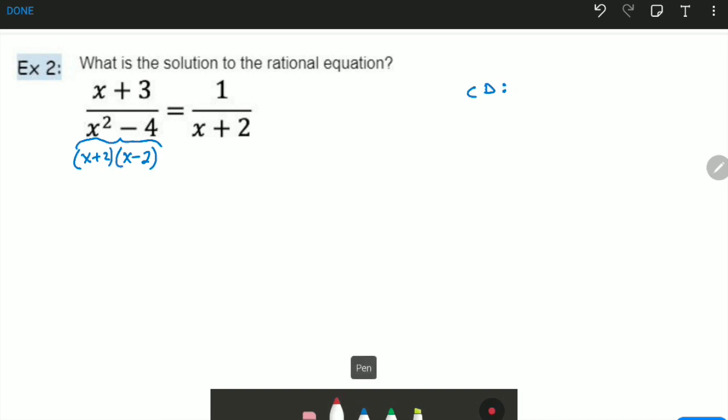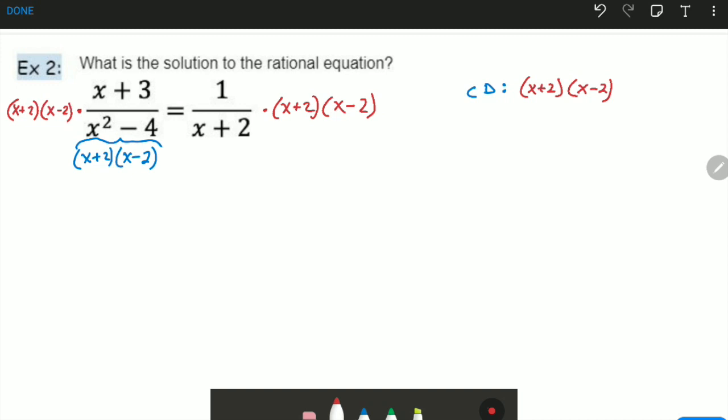So as far as the factors that we need to contain in our common denominator, we need both x plus 2 and x minus 2. Once we find the common denominator, we'll multiply both sides by that common denominator of x plus 2 and x minus 2, x plus 2 and x minus 2.